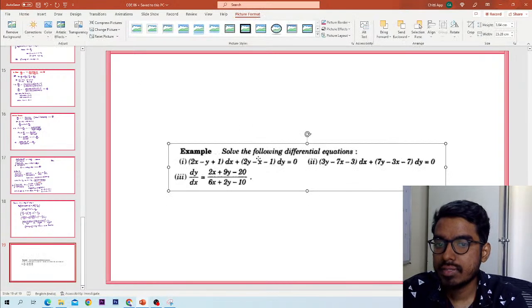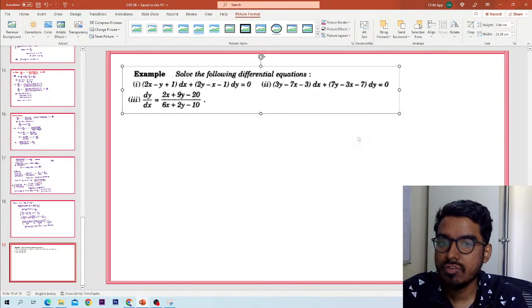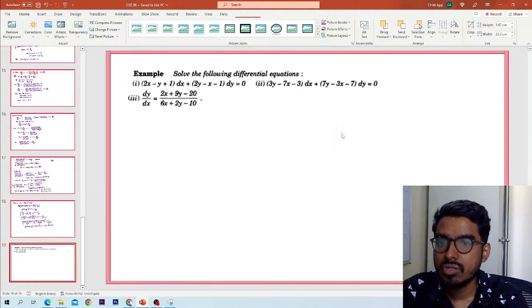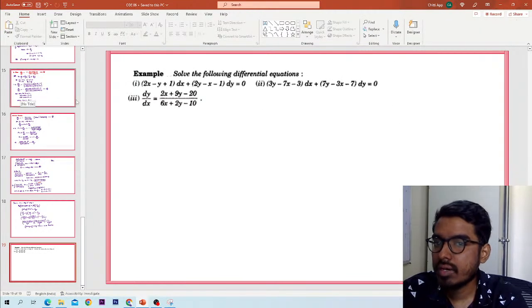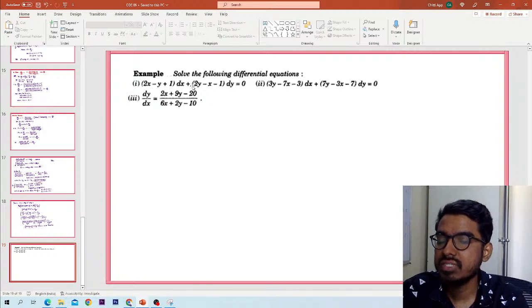So we have 3 problems here. Solve the following differential equations. You can see all these are based on the form dy/dx equal to (ax + by + c) divided by (a'x + b'y + c').